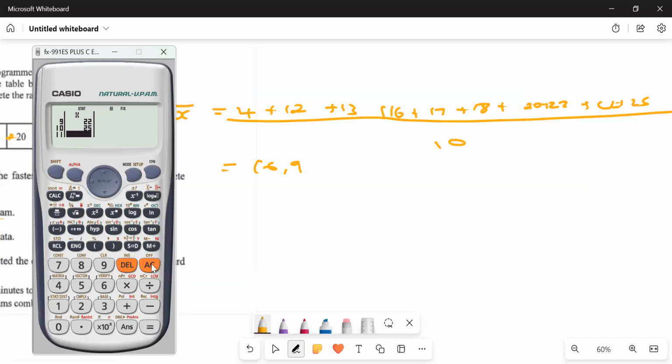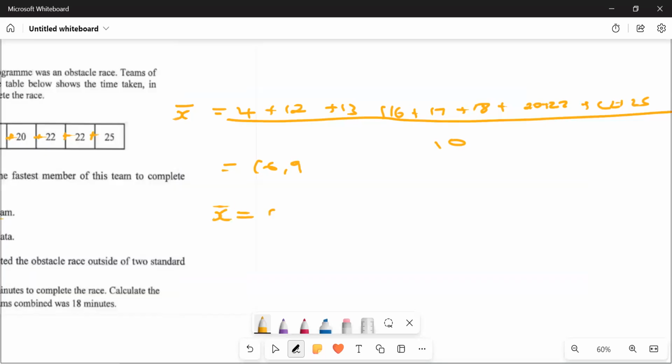Now let's store our data. AC, and then we press shift and then we press 1 again. And then we go to var. If we go to var, we're going to press option 4. And then which one is the mean? It's 2 again. And then we press equals, and it says our mean is going to be 16.90, if we're rounding to 2 decimal places. And then they're going to give us 2 marks for that.